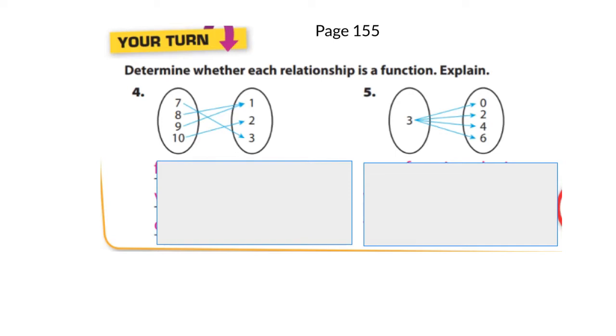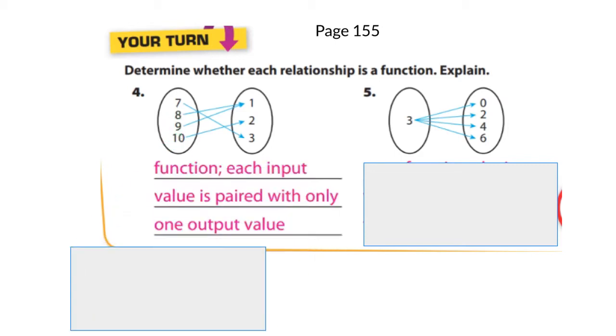Okay, so this is going to begin on page 155, and this was supposed to be done yesterday for today's class. The first question asks if it's a function, so you look at each input and find out if there's more than one line going away from it. There is not, so this is going to be a function. Each input value is paired with only one output value.